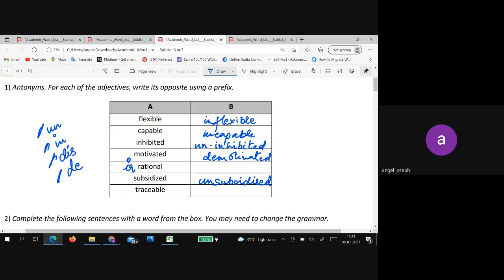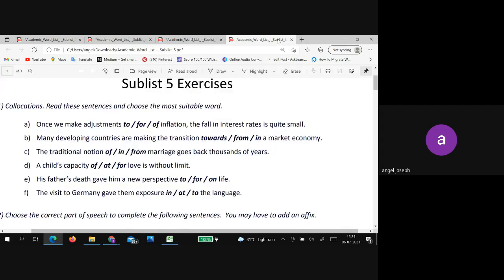Untraceable, or intraceable? Just try it. It's untraceable. Yes, there is a movie also. Okay, untraceable. Yes, it is un. Okay, great. So let me not go further. We'll just finish sublist 5.